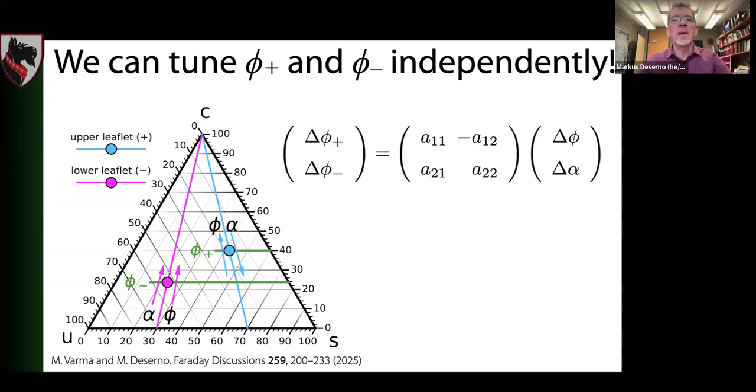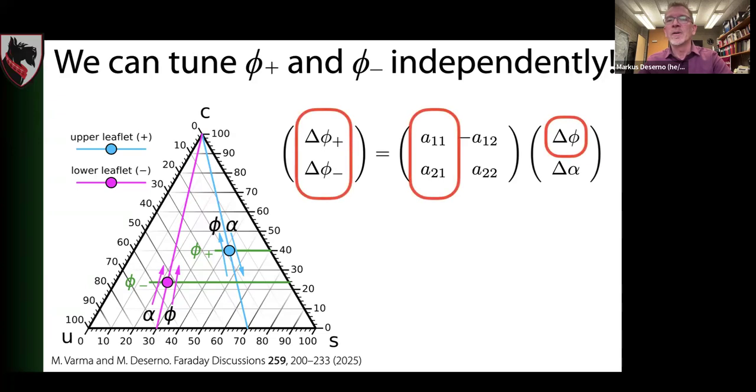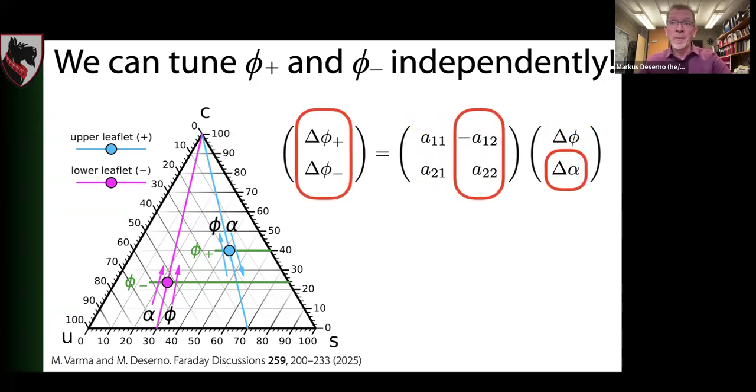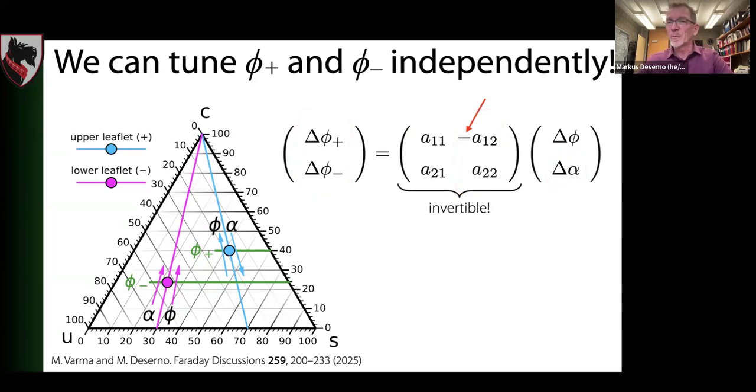The way this works is, imagine you change phi and you change alpha by small amounts, delta phi and delta alpha. Then for small changes, there's probably going to be some linear response that tells you how the phi plus and the phi minus change in the individual leaflets. And so there's some matrix that describes this. For the delta phi plus, it's going to be these two components, and for the delta phi minus, it's going to be these two components. But remember, there's parallel and anti-parallel motion going on here. So in this matrix, there's a very conspicuous minus sign. And because of that minus sign, this matrix is invertible.